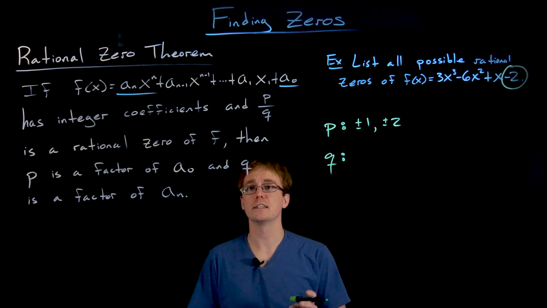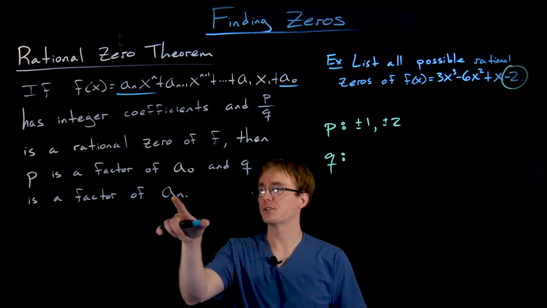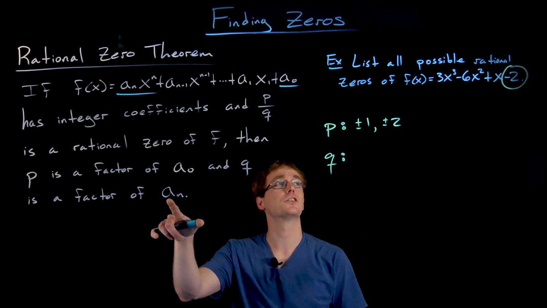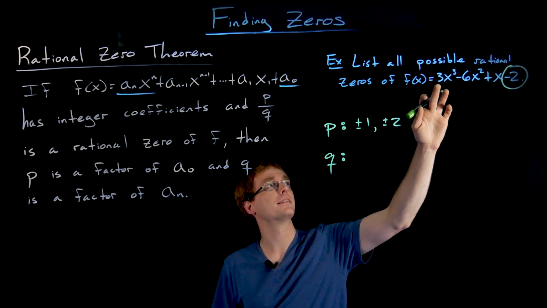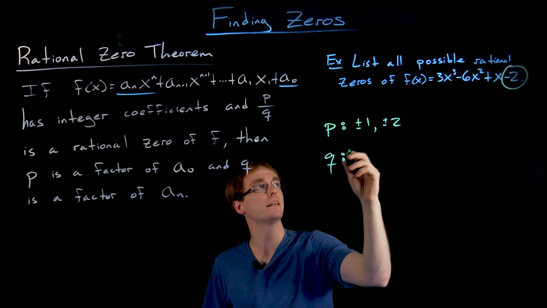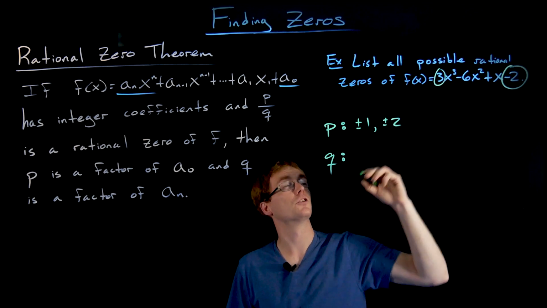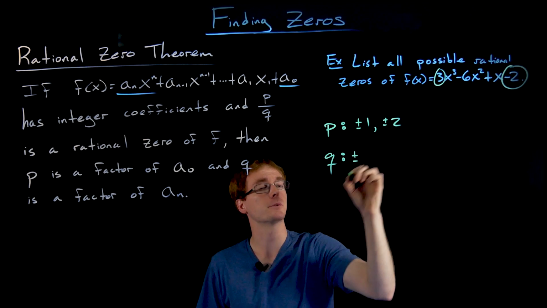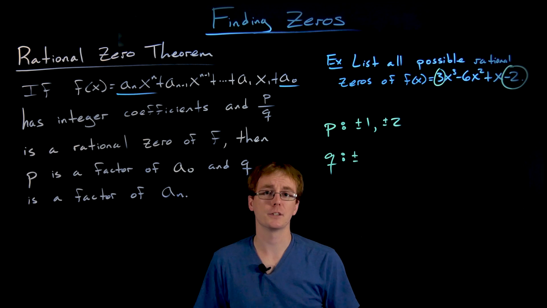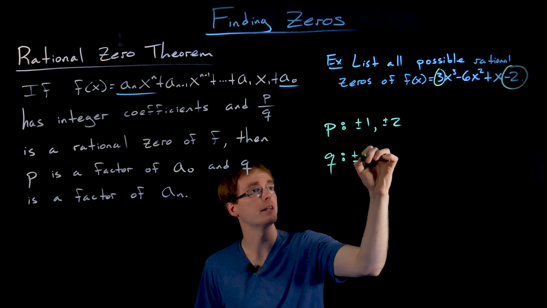All right, so we're also going to need all the possible factors of our leading coefficient, a sub n. So a sub n is that number in front of x cubed in this case, so that is a 3. So what are all the different ways we could factor 3? Well, we could do 1 times 3, or -1 times -3.